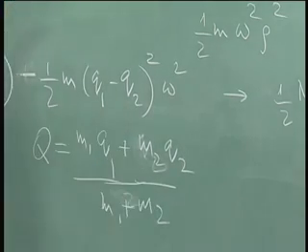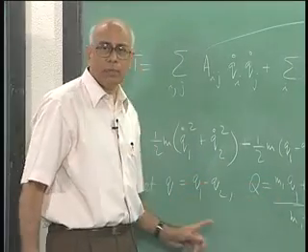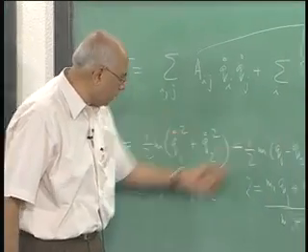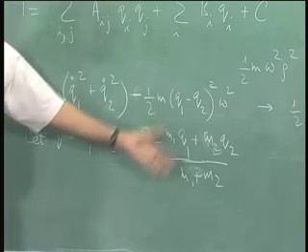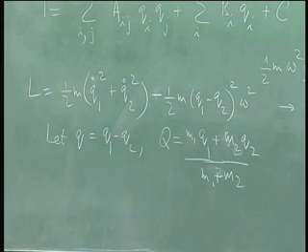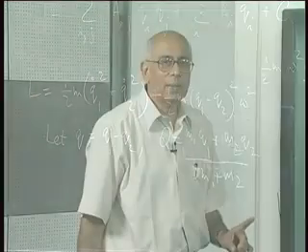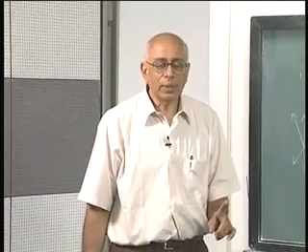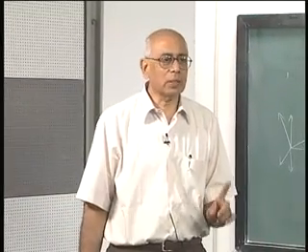What happens if I choose some other linear combination? After all, I need two linear combinations. One of them is sort of dictated by the form of the potential, but the other could be anything else which is linearly independent. Some alpha q1 plus beta q2, I could choose that. What would not be a constant of the motion? The center of mass is not a constant of the motion. The conjugate momentum, the total momentum, is a constant of the motion.